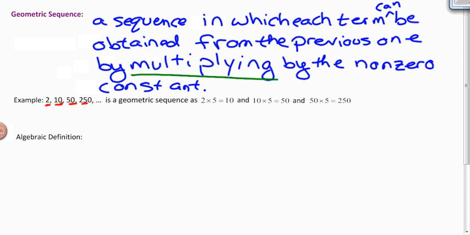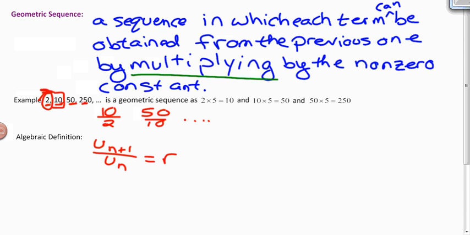So I need to figure out what that multiplier is. Algebraically, the easiest way to find your multiplier is to take your second term and divide it by your first term. So up here, it'd be 10 divided by 2, 50 divided by 10, etc. Algebraically, all you're doing is finding your u sub n plus 1 and dividing it by your u sub n term. Because if, for instance, 2 is my u sub n term, u sub n plus 1 means my next term, which is where the 10 is. That's why it's 10 divided by 2.